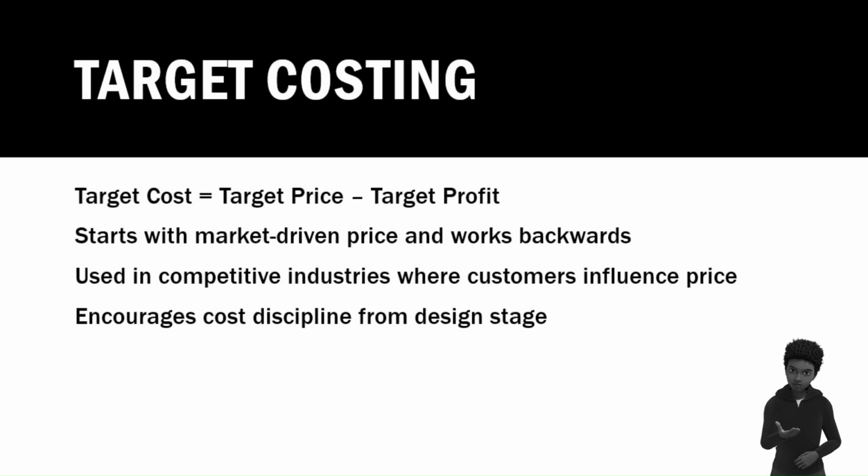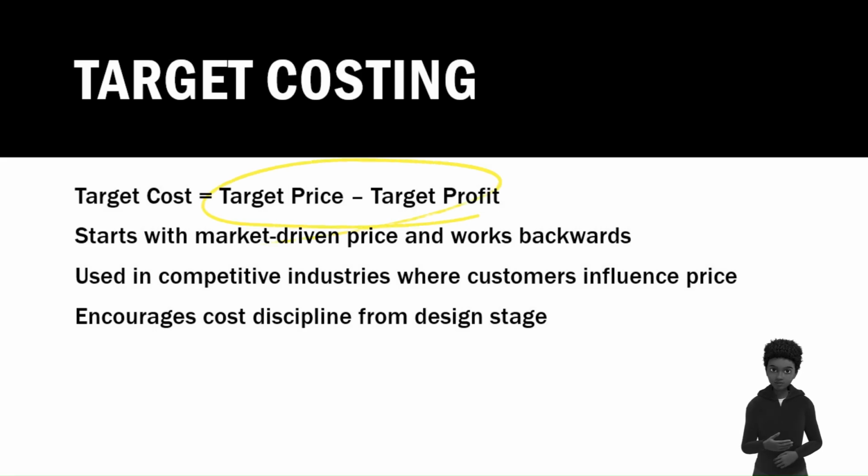Target costing is the opposite of cost-plus pricing. Instead of adding a margin to cost, it starts with a market price. Subtract the required profit margin, and you are left with a maximum allowable cost, the target cost. Formula-wise, target cost equals target price less target profit. This approach is especially useful in competitive markets where customers set the price, such as smartphones or consumer electronics.